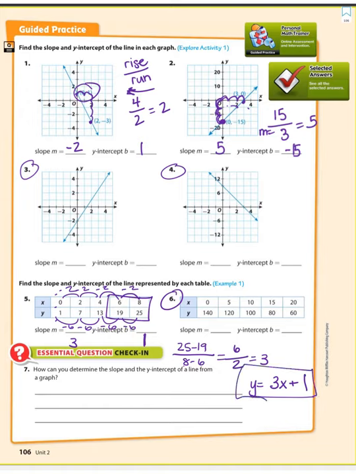Won't that be fun? All right, so I want you to do numbers 3, 4, and 5. Nope, 3, 4, and 6 on your own. And let's look at the last essential question together. It says, how can you determine the slope and the y-intercept of a line from a graph? Well, we just did that. First, we find the slope of the line.